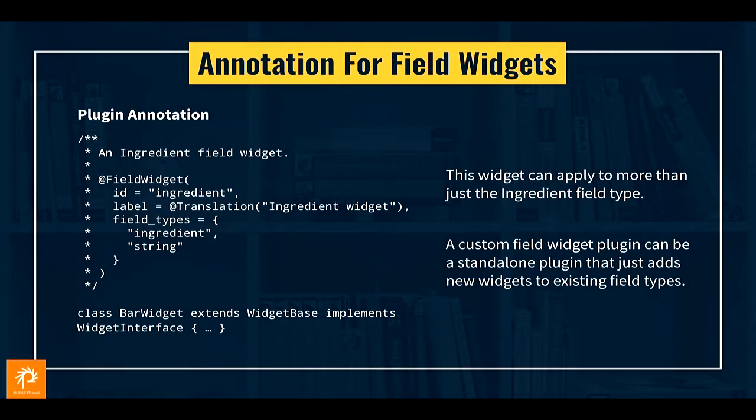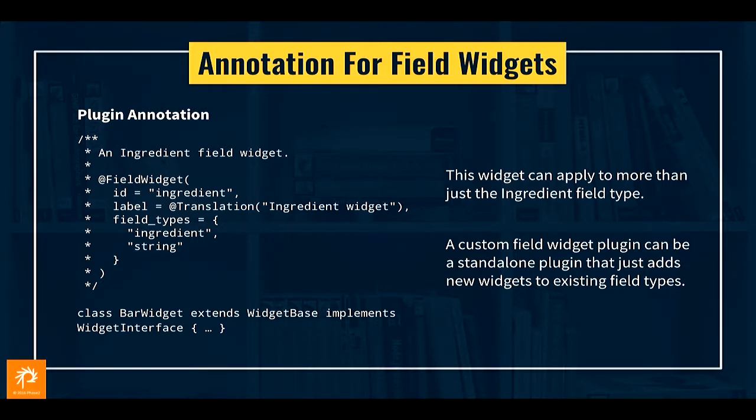Again, we have an annotation for our field widgets. We're declaring the ID of the field widget as ingredient. You give it a label. But one interesting thing to note is that you have the field types array of your annotation. What's interesting about this is that your field type and your field widgets don't necessarily have to line up together. You can have a field widget that would let you apply your field widget to other field types as well.